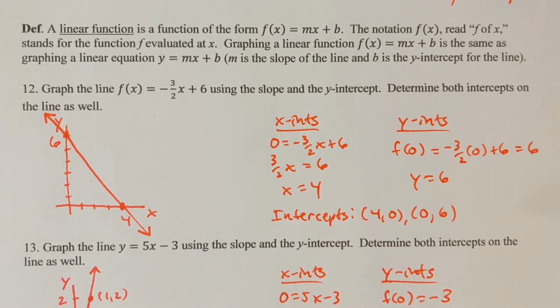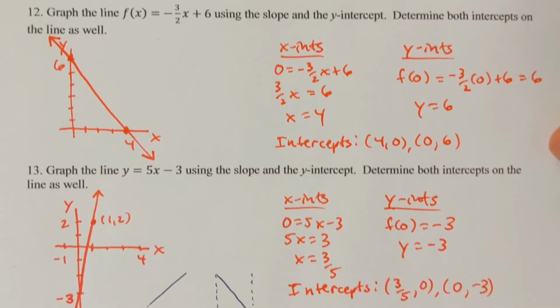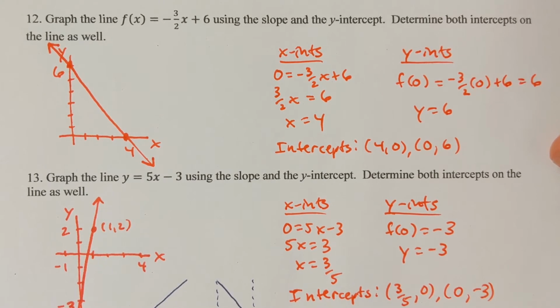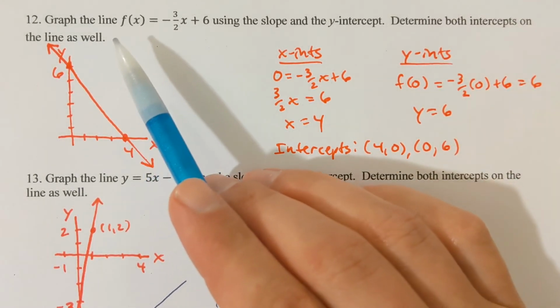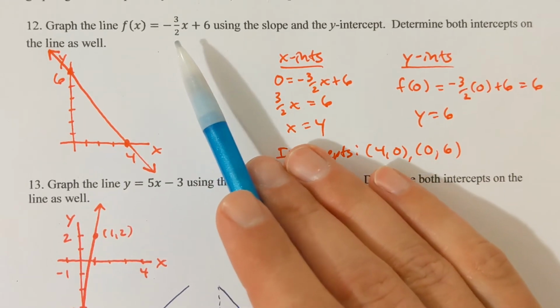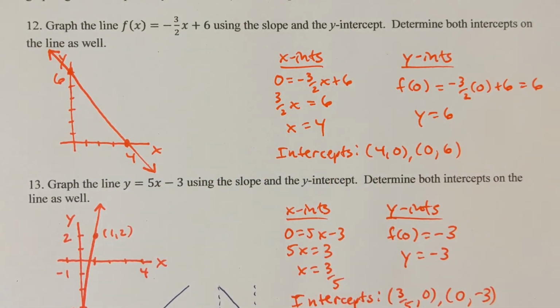Graphing a linear function is the same as graphing a line, y = mx + b. m is the slope of the line, and b is the y-intercept for the line. So the y-intercept, again, is the point where the line is going to cross the y-axis. Okay, so here's an example. We want to graph the line f(x) = -3/2 x + 6 using the slope and the y-intercept. We're going to determine the intercepts also, both of them.